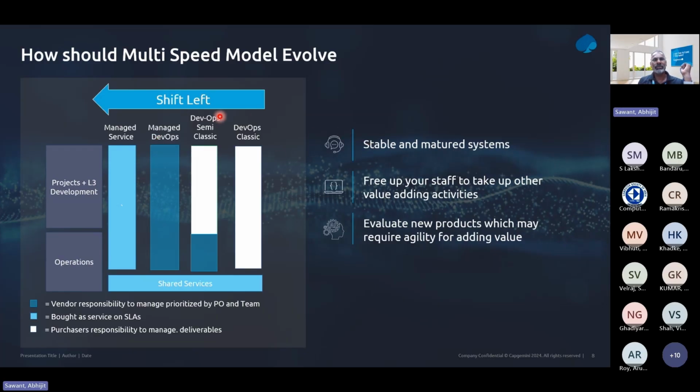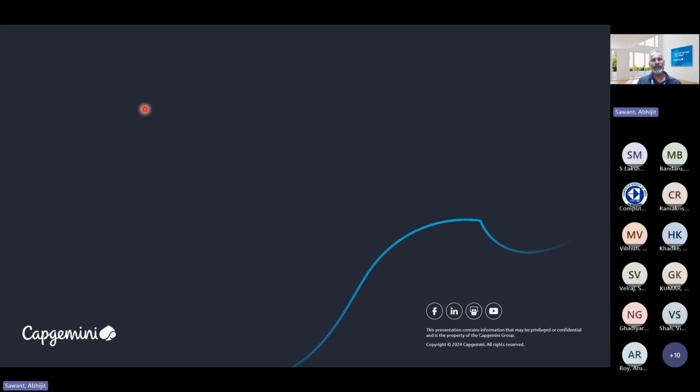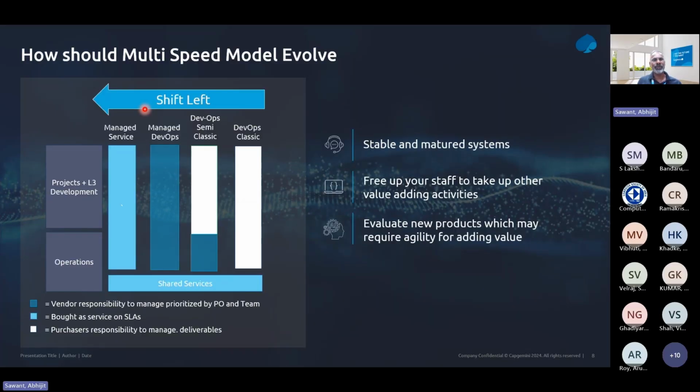So yeah, I think the intent is to free up the resources of the customer, let them focus only on the most important elements that are value added, and then try to get more work to suppliers like us over a period of time. So in short, this was the catalog of the operating models that has been designed.